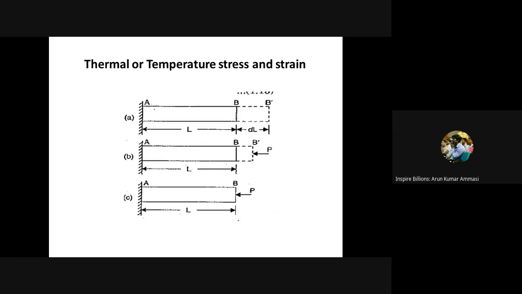And this is one pictorial representation of how a material can be deformed under the action of just temperature. You could see there is no load acting on elements A, B and C. Just by increasing the temperature, there is a deformation delta L that is happening. So this is a pure example of thermal strain, when there is a change in the length because of the temperature, right?